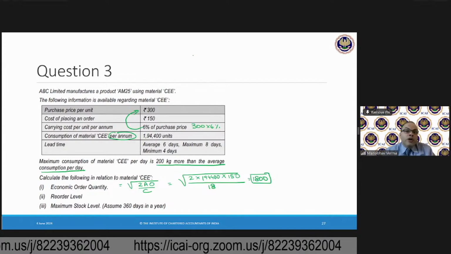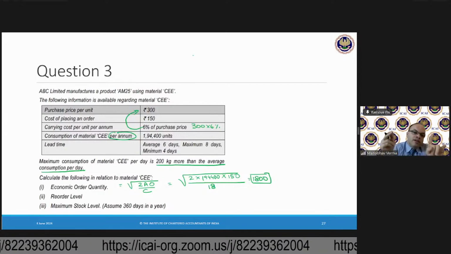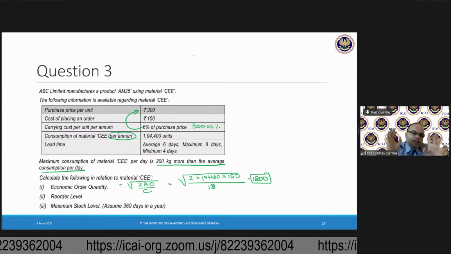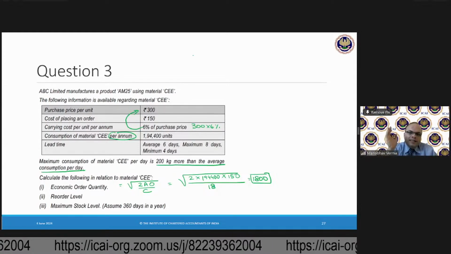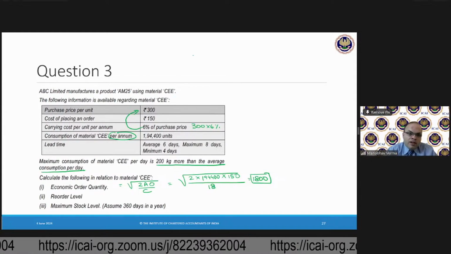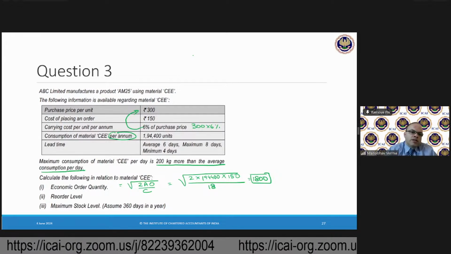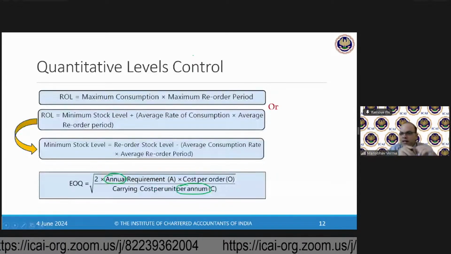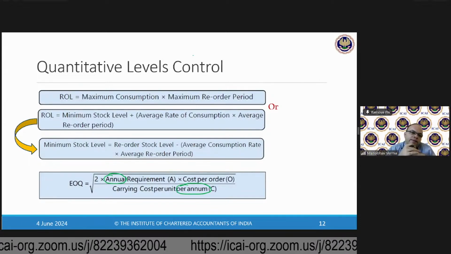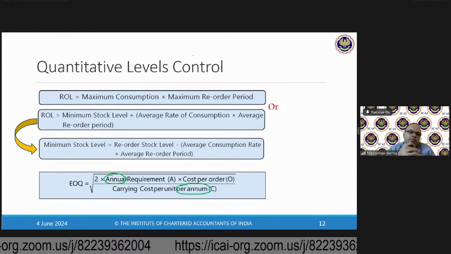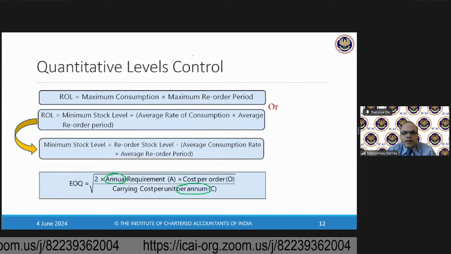We are saying a reorder level here. And remember, for reorder level, we discussed a couple of formulas. I hope you remember that. You can probably quickly go back to where we discussed those formulas so that you are abreast of that. A maximum consumption and maximum reorder period. And then based on the minimum stock level plus average rate of consumption here.